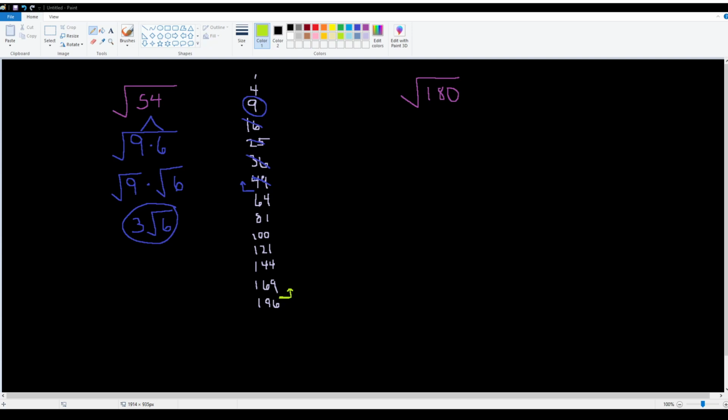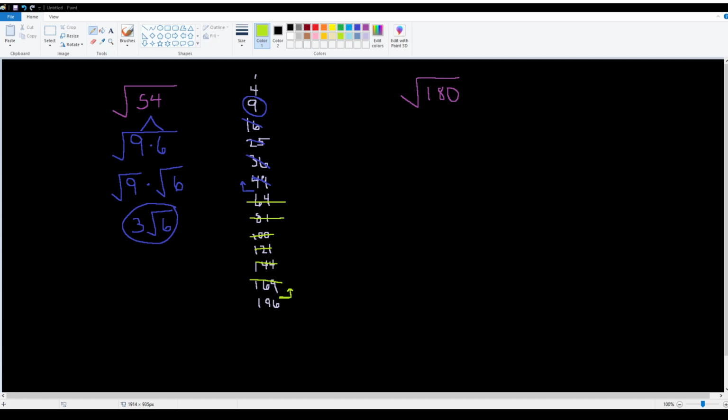So again, over to the calculator, 180 divided by 169, that's 1 point something, so that doesn't work. 180 divided by 144, 1.25, so that's a no. 180 divided by 121, still no. 180 divided by 100, we should probably know that that's definitely a no. But 180 divided by 81, still no. 180 divided by 64, still no.